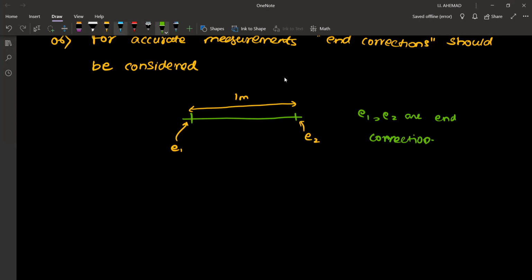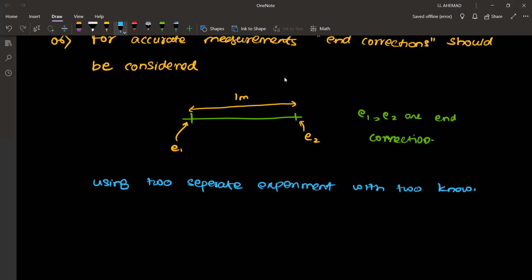So when we do an experiment, if we are considering the end correction, then our results will be much more accurate. For that, we have to first find out the end corrections E1 and E2, doing a separate experiment. So using two separate experiments, with two known resistors, let's say P and Q, E1 and E2 are determined.